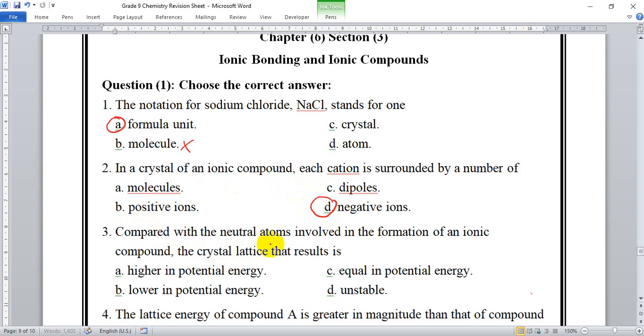Compared with the neutral atoms involved in the formation of ionic compounds, the crystal that results is higher in potential energy, lower in potential energy, equal in potential energy, or unstable. When two atoms form a bond, the potential energy decreases, so it will be lower in potential energy.